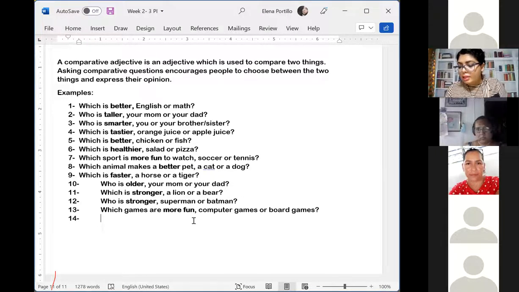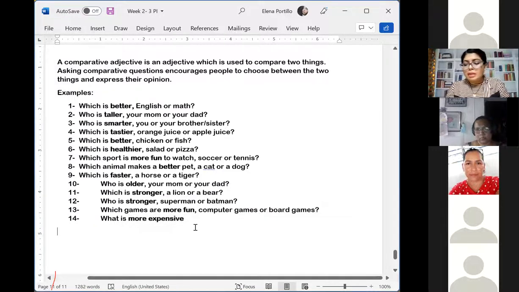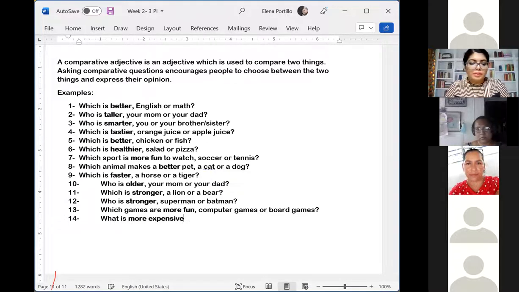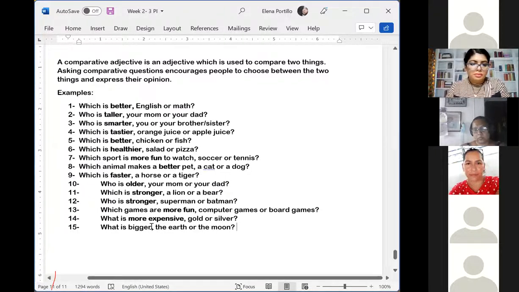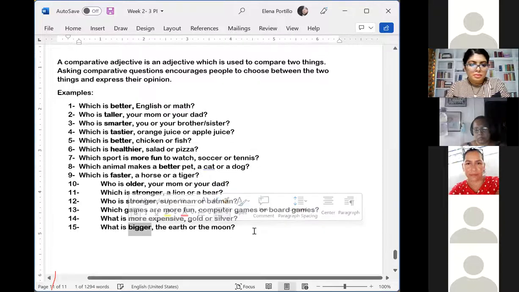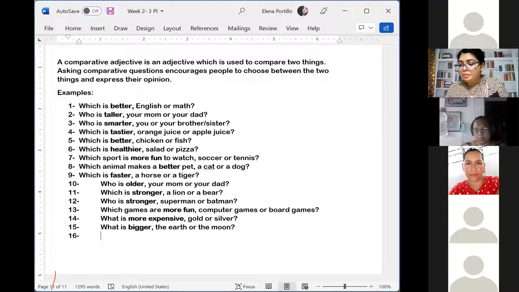that says, what is more expensive, gold or silver? More expensive. Más caro, ¿verdad? More expensive. What is more expensive, gold or silver? Then we have another one. What is bigger, the earth or the moon? And we have, which language is more difficult?